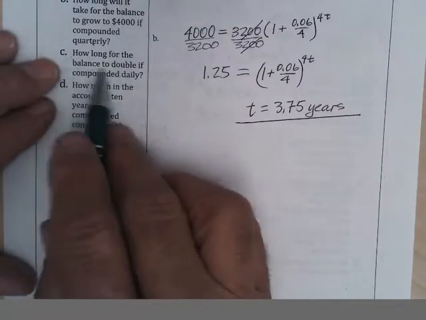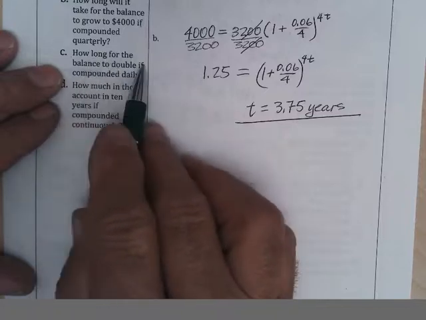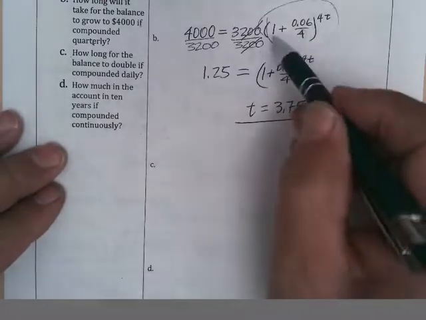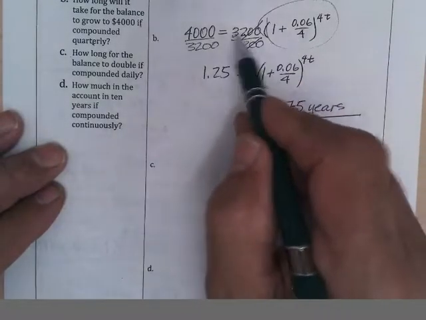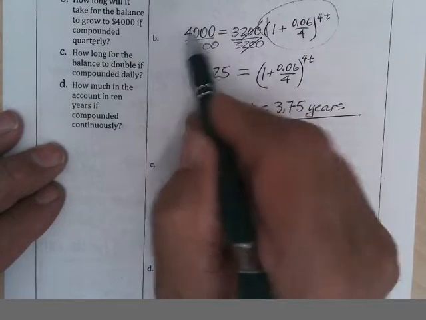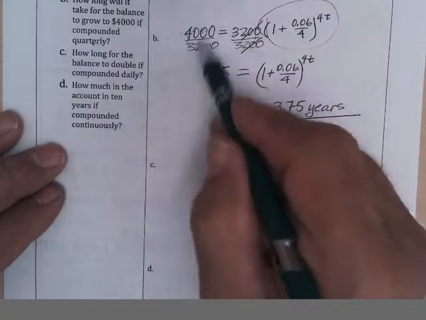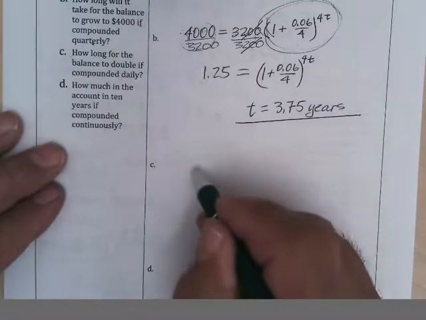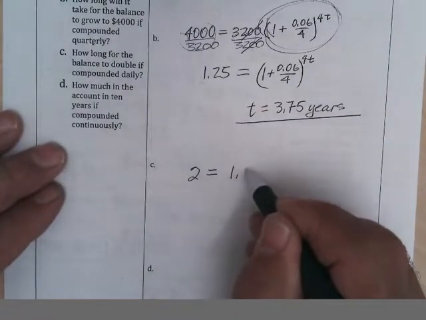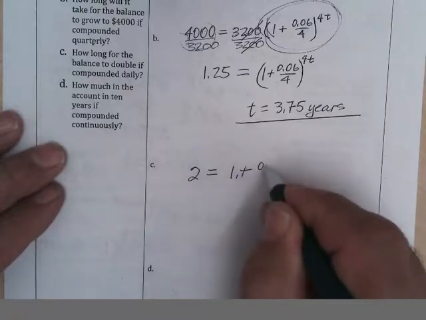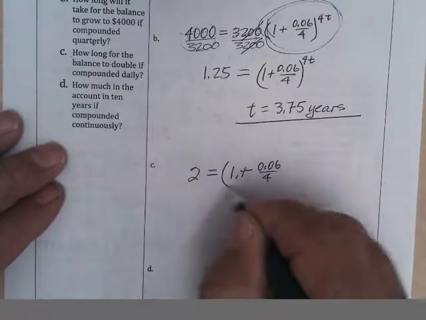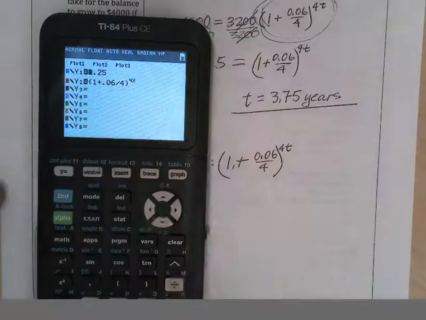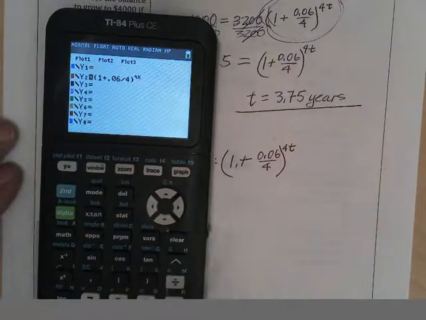How long would it take for the balance to double if it was compounded quarterly? Okay, so this would have to be 2 to make this be 3,200 to 6,400. You could write 6,400 and divide it by 3,200, but you would get 2. This has to be 2 times this. So you can just write 2 equals 1 plus 0.06 over 4 to the 4t. And we could solve it the same way we did before. We just put 2 here instead of what's there.